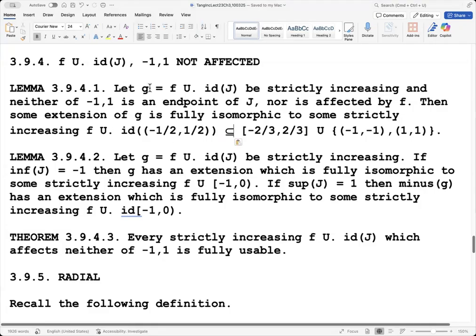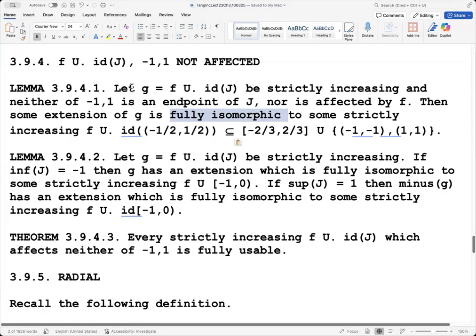And now what can I get from this? This means that G has to be fully usable, because we proved that this is fully usable. We just did that. And full usability is preserved under full isomorphism. This is something we did quite a while ago. It was called stability of usability.